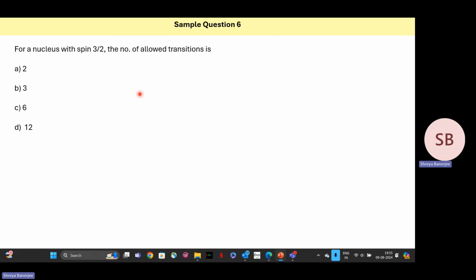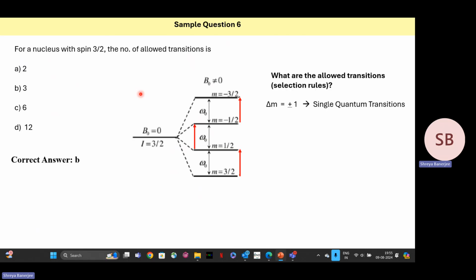Then you have a question asking that a nucleus with spin 3/2, what is the number of allowed transitions? So spin 3/2 means I is 3/2. We know the value of M will range from minus I to plus I. So minus 3/2, minus half, half, and 3/2. The selection rule is that delta M is plus minus 1.